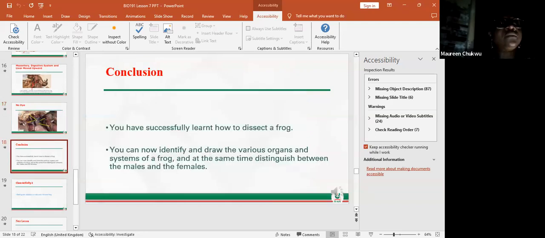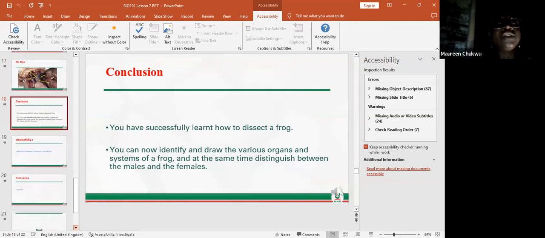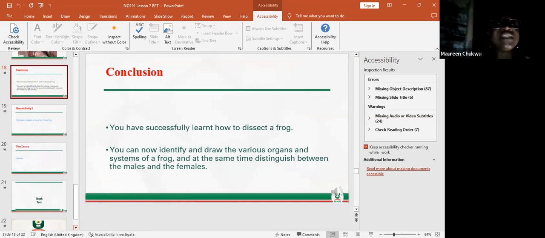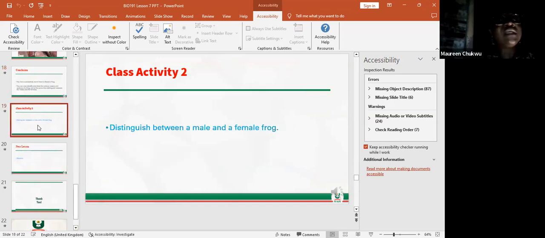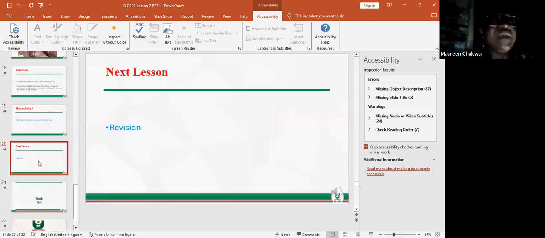In conclusion, you successfully learned how to dissect a frog. You can now identify and draw the various organs and systems of a frog, and at the same time distinguish between the male and the female. The second activity you do in your own time: distinguish between a male and a female frog. The next lesson will be a revision exercise. Come next Monday, we'll revise all we've done so far.